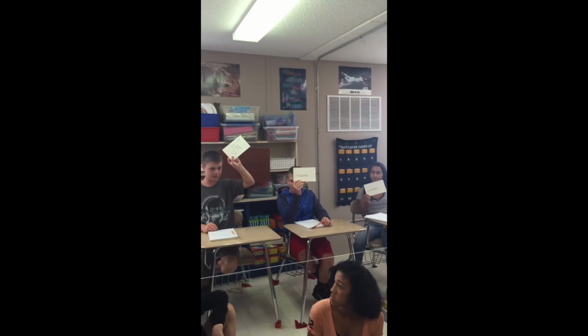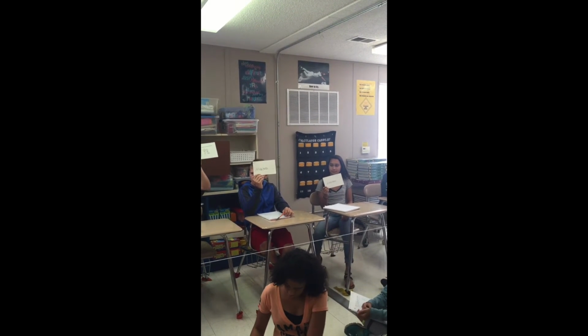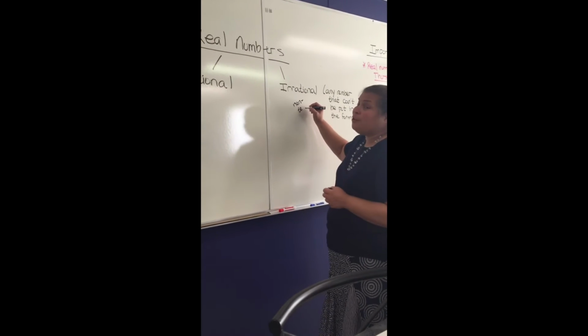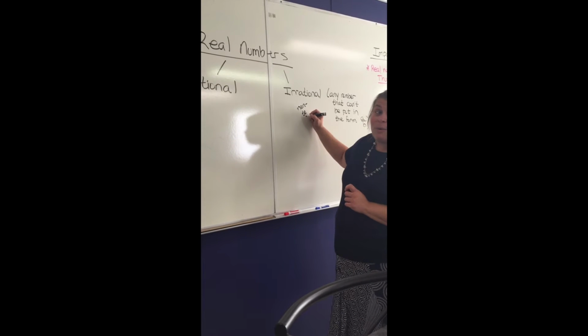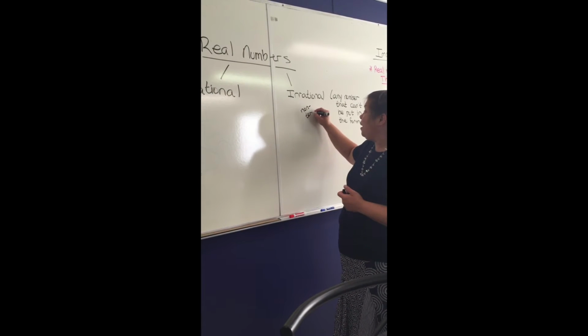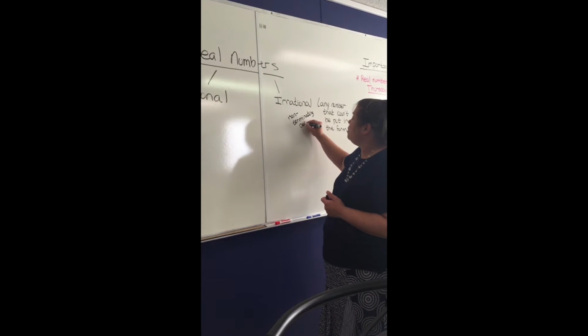Really, the only two types of numbers are a non-perfect square and decimals that don't end. So let's write that here. And I'm going to use the word terminating. Do we know that word? Terminate means to end. So non-terminating decimals.